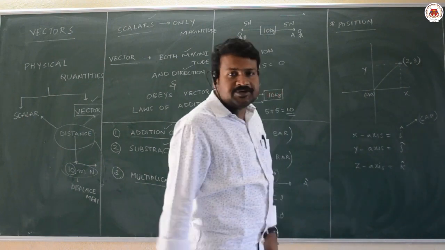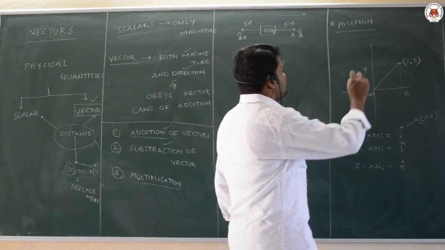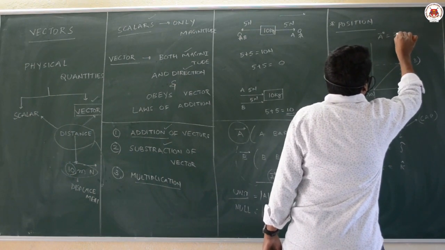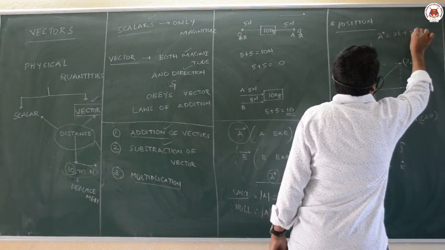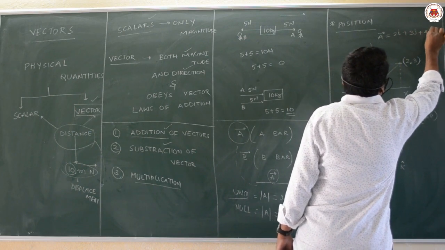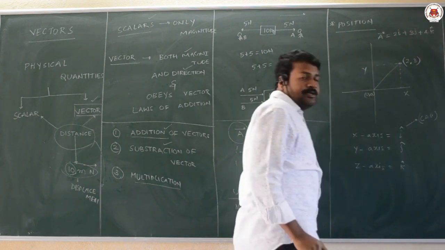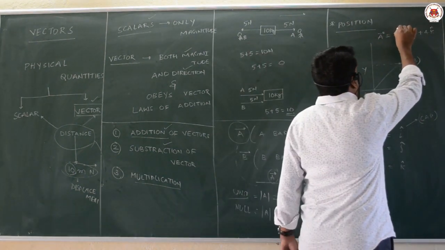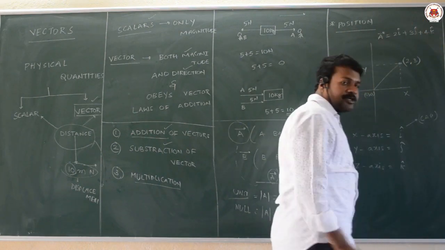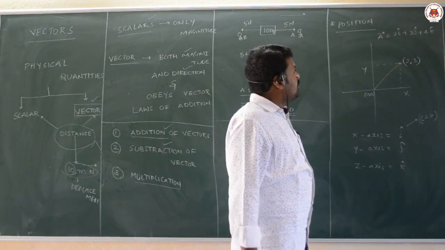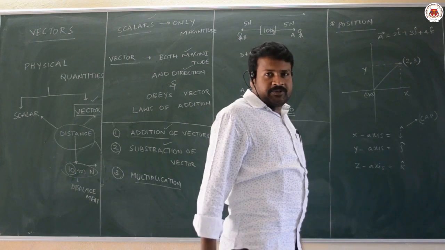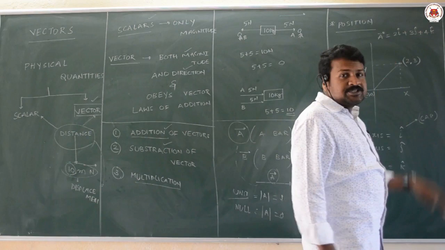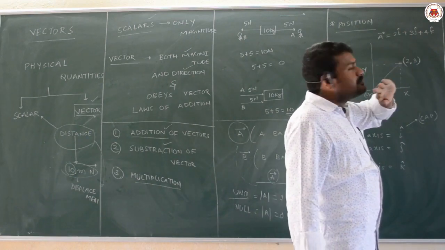Okay. This is the condition. Suppose I write a position vector A bar is equal to 2i plus 3j plus 4k, that is, 2i cap, 3j cap, plus 4k cap. So, what is its meaning? The length of that vector along the x axis is 2, along the y axis is 3, and along the z axis is 4.